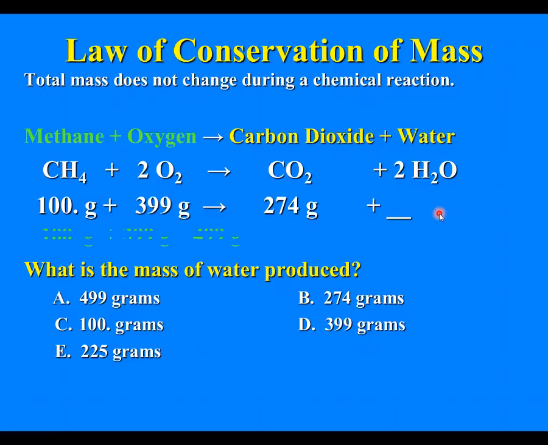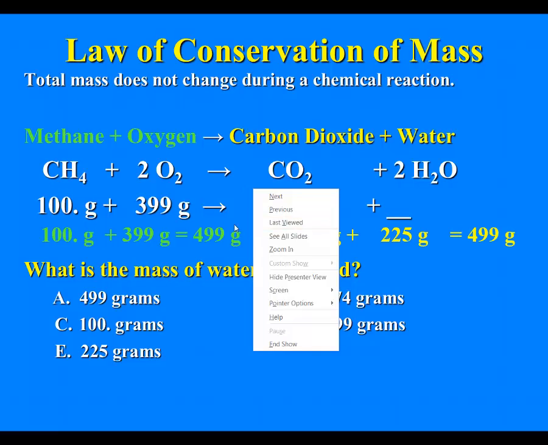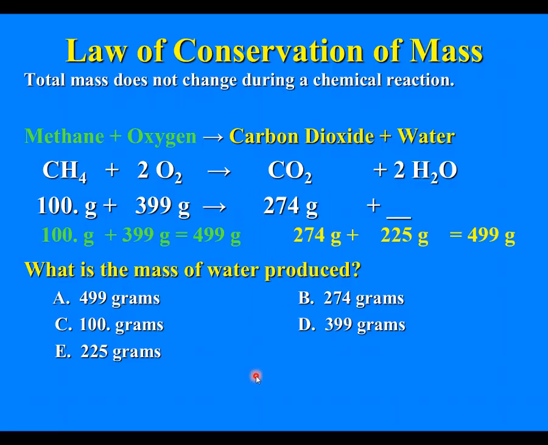Okay, let's look at it. We started with 499 grams. We know that 274 grams of carbon dioxide plus however many grams of water I had should also add up to 499 grams. So if I take 499 grams and subtract 274, you should have found that you had 225 grams of water that would have taken care of the additional mass. So we conserve mass on both sides. We have the same number of atoms on both sides, just much larger quantities since we're dealing with gram quantities.